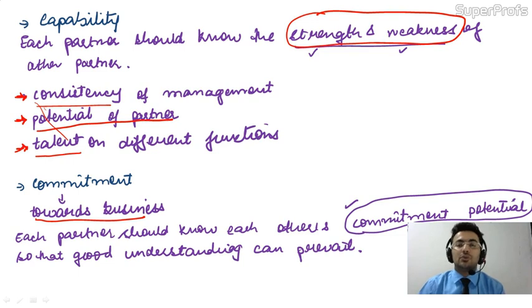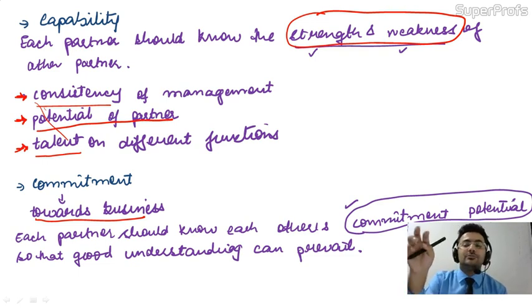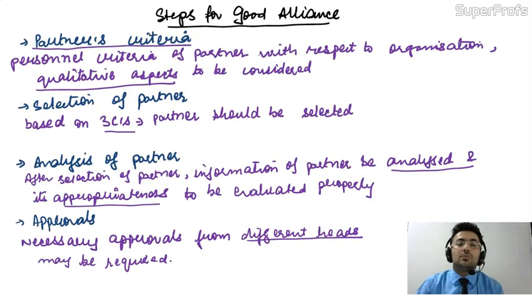Apart from that, commitment towards business. Each and every partner should know about the commitment, how much is the potential of my commitment. This should be known by the other partner. And being a partner, I should always be aware of how much potential towards commitment my partner possesses. So the partner criteria: all the criteria should be based on qualitative aspects when it comes to selection of a partner.